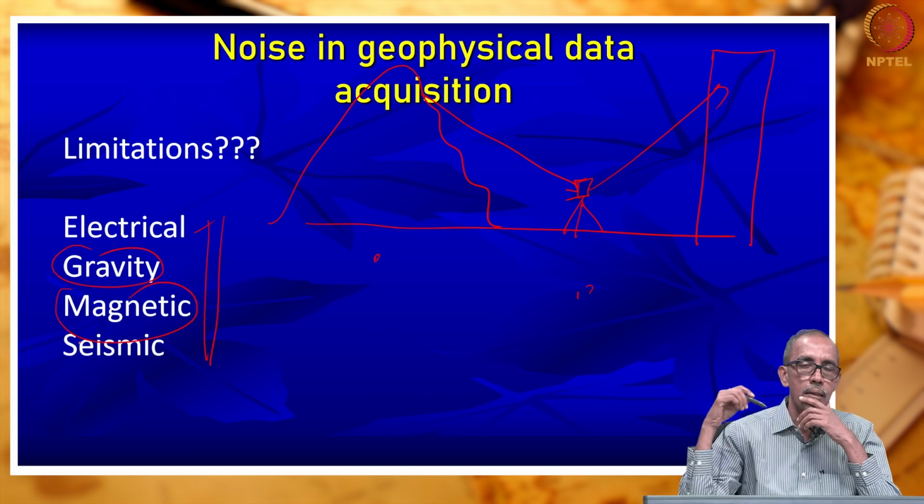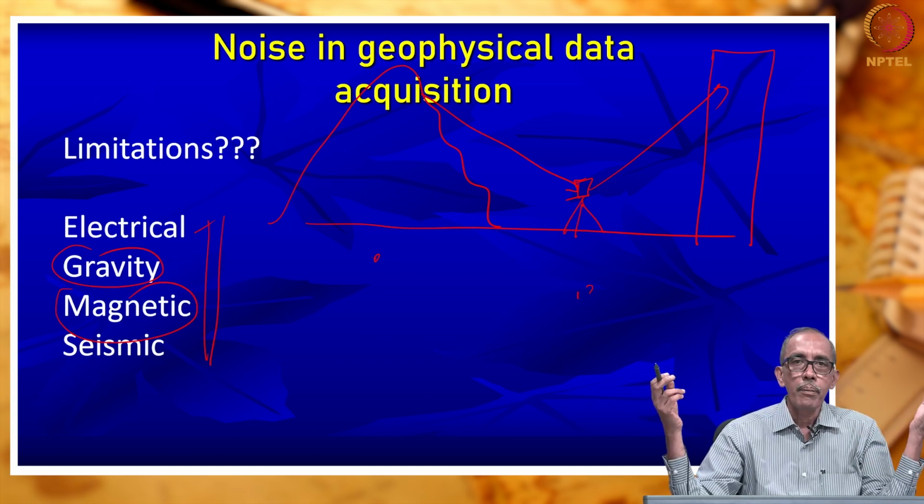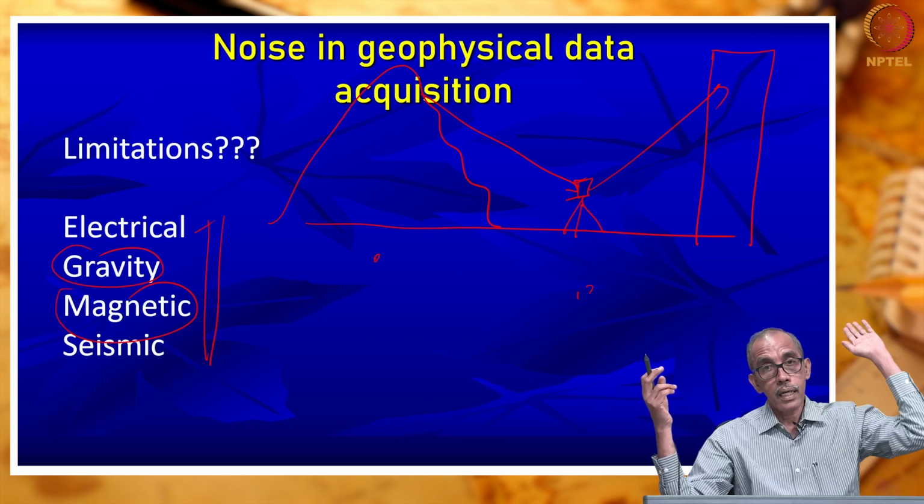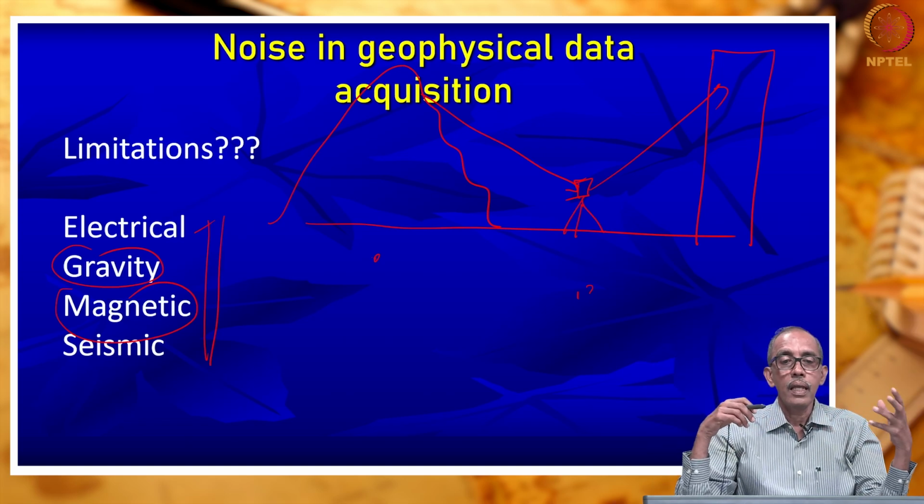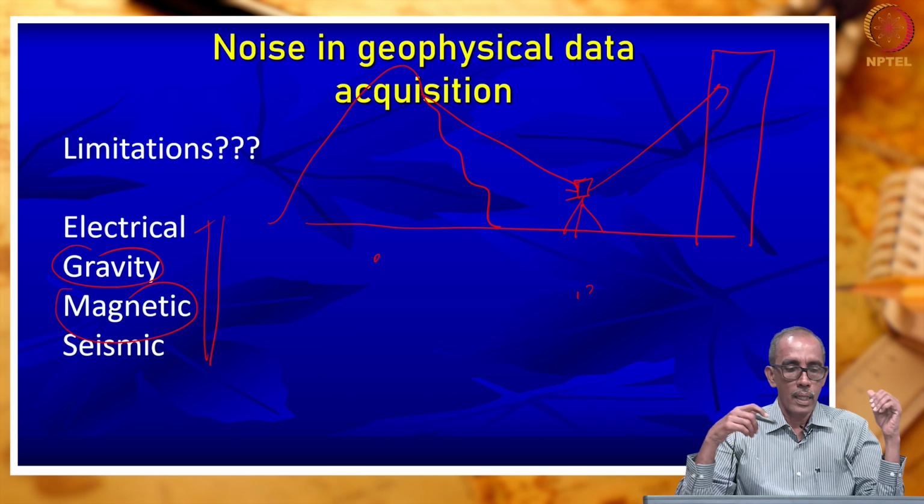Magnetic methods. Presence of a metal object, a metal tower, electrical cables, electrical wires running overhead, posts made of metals, they will cause some noise to the measurements we are making.